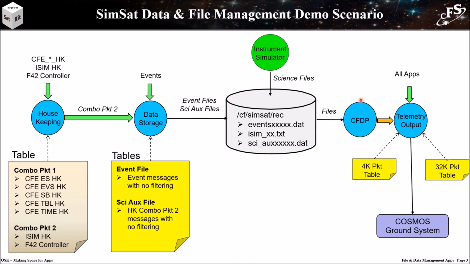CFDP is used to transfer the files from the recorder to the ground. The files are automatically deleted from the recorder by CFDP after they are successfully transferred. This is called a Class 2 transfer.